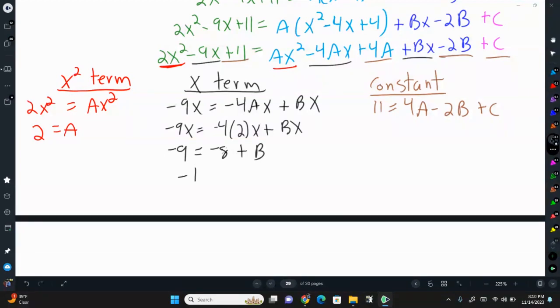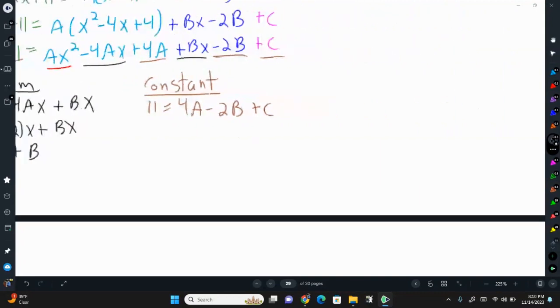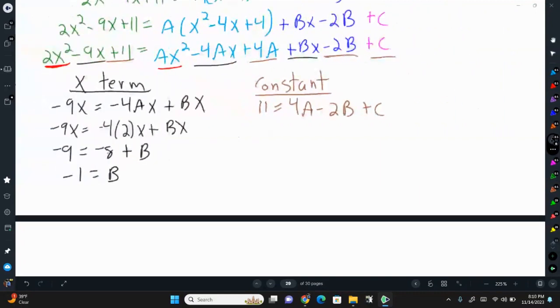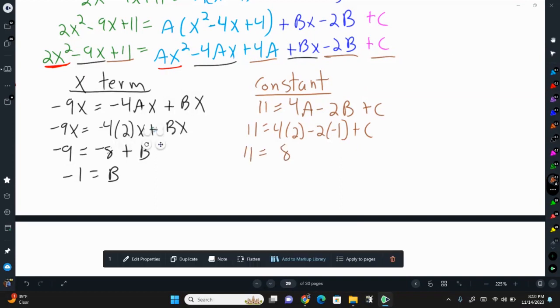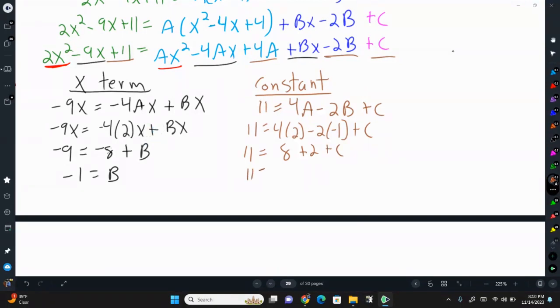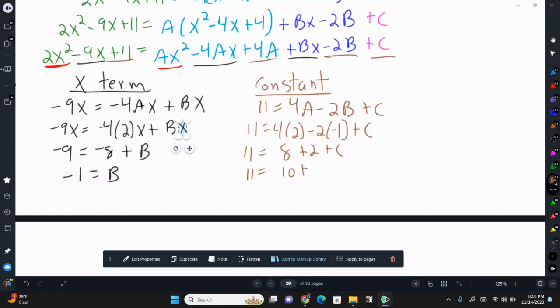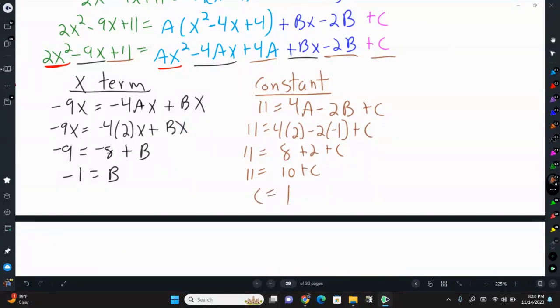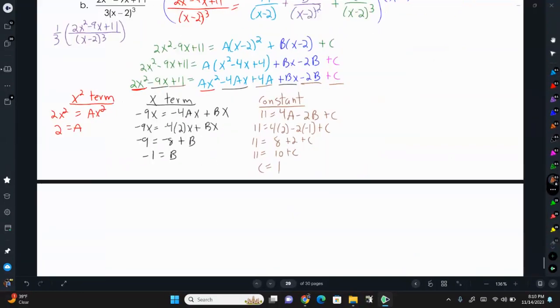Add 8 to both sides, negative 1 is equal to B. Then over here, with our constant, 11 equals 4 times 2 minus 2 times negative 1 plus C. So 11 equals 8 plus 2 plus C. 11 equals 10 plus C. So C is equal to 1. So we have our A, B, and C's now.